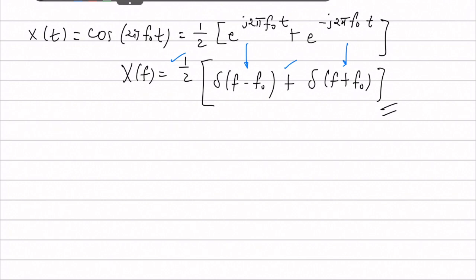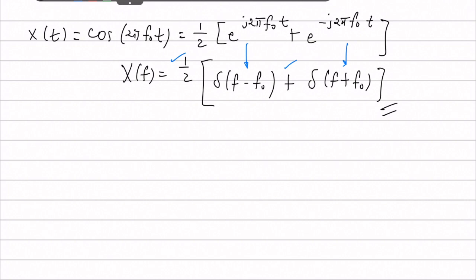So in the time domain, again, we have a cosine function, and in the frequency domain, we have a pair of impulses. One is located at positive f naught, and the other impulse function is located at negative f naught. Both have a magnitude equal to 1 half.